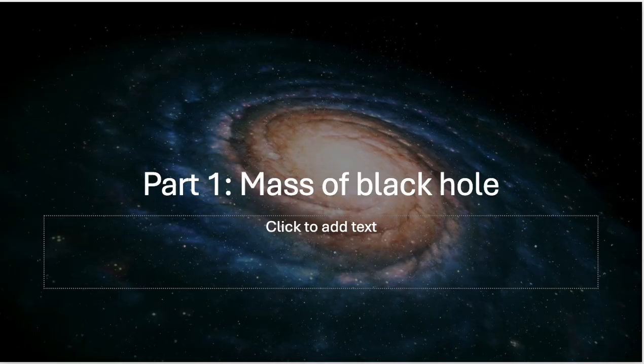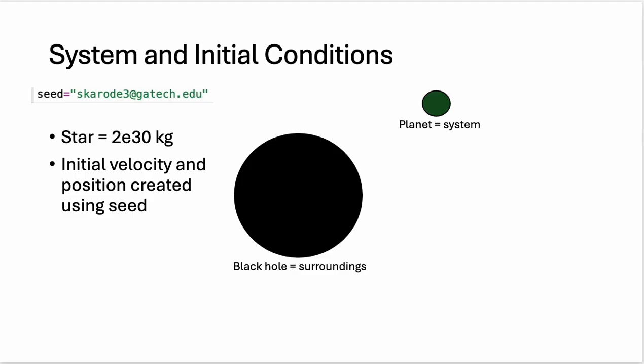So for part one, the mass of the black hole, the system is the planet and the surroundings are the black hole. The initial conditions were the mass of the star, and the initial velocity and position were created using the seed that was connected to my email account.